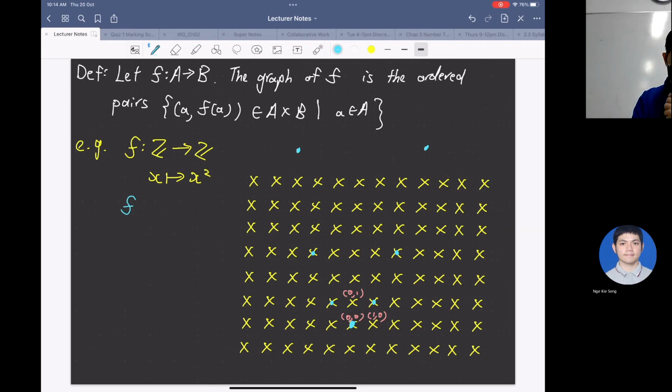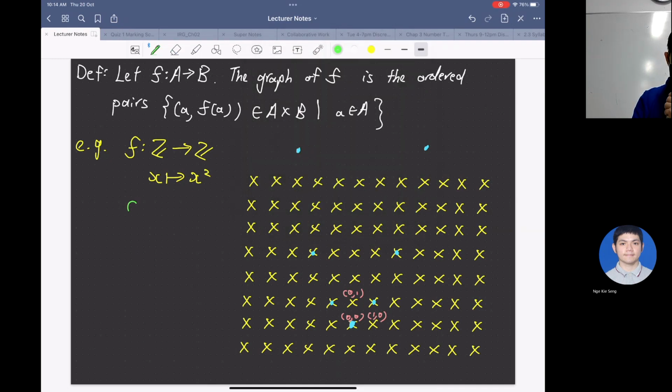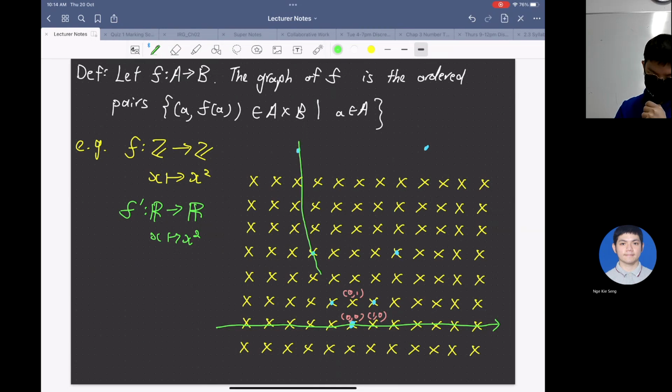If you, on the other hand, consider the real valued function, also x to x cubed, then you will look at the continuous. Okay, so you have all the points inside the lattice, and then the graph will be something like this. Okay, so this is the graph.